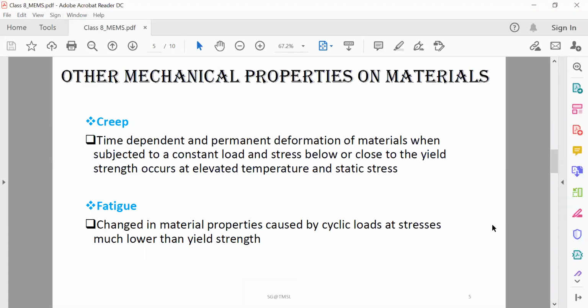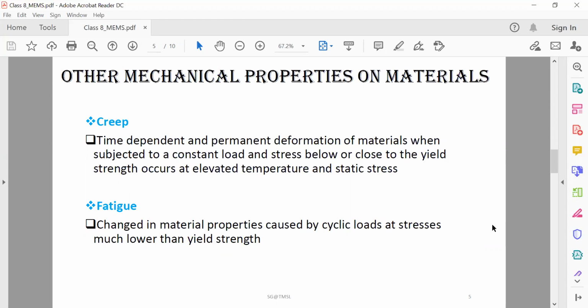Now, different properties are also available, like creep and fatigue. These are all mechanical properties. What is creep? Creep is basically time dependent and permanent deformation of materials when subjected to a constant load and stress below or close to the yield strength. It occurs at elevated temperature and static stress. If temperature is elevated and static stress is applied, then this is known as creeping.